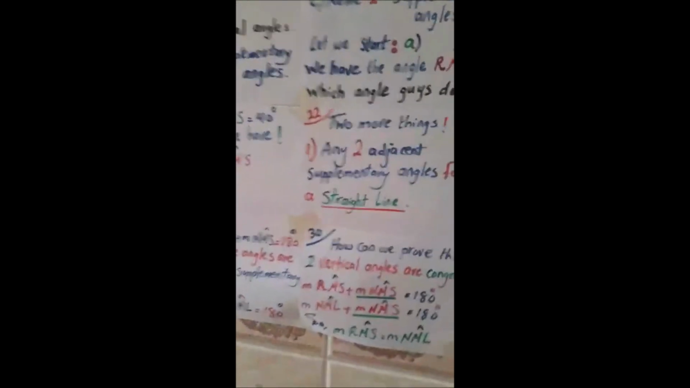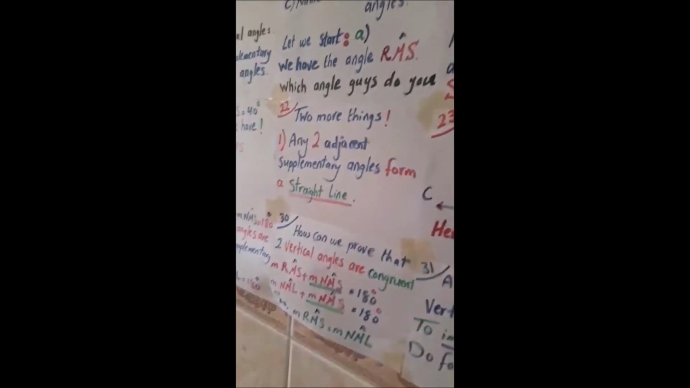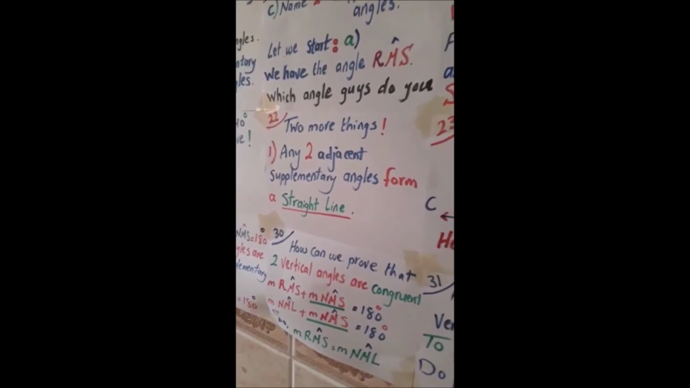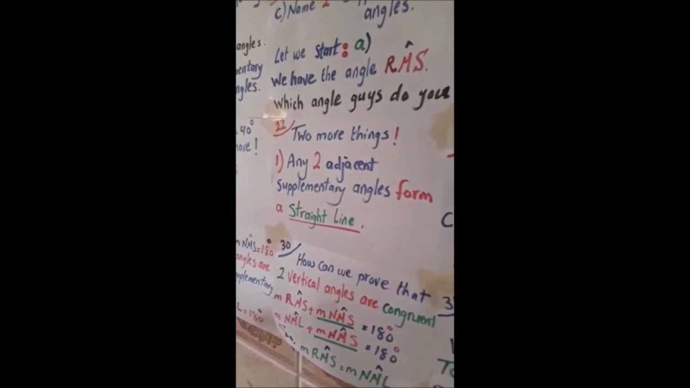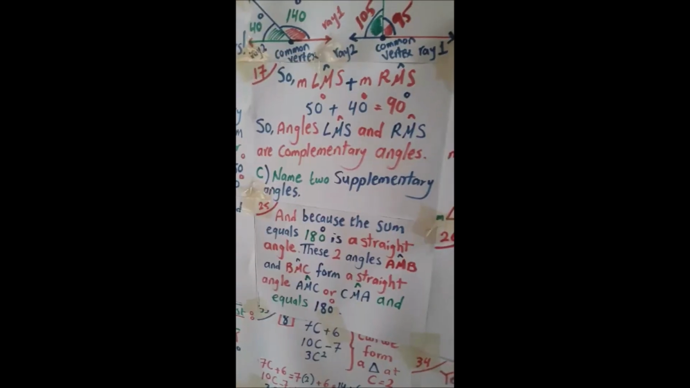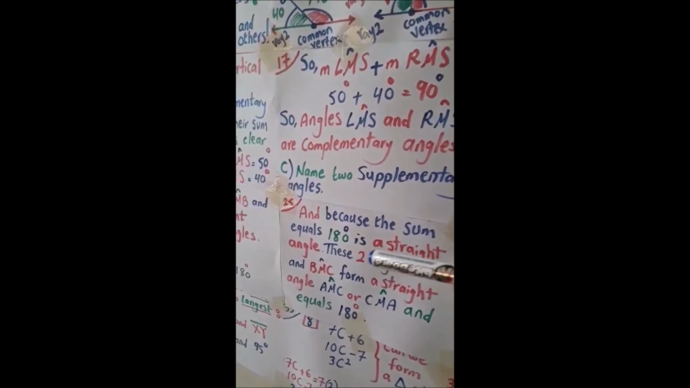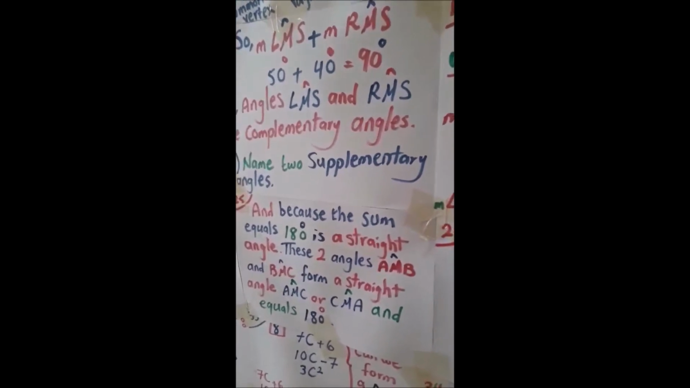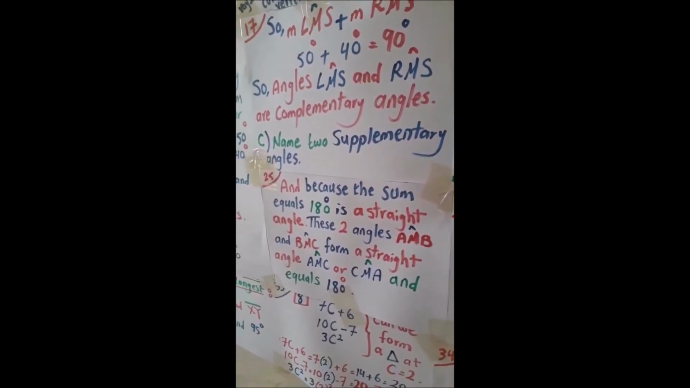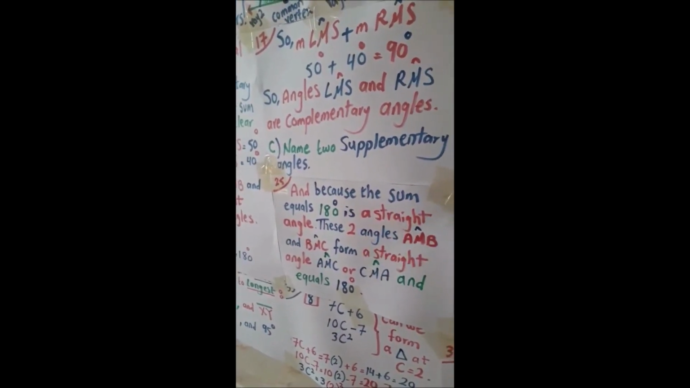So it is right. Number 1 says that any 2 adjacent supplementary angles form a straight line, and a straight angle's measure is equal to 180. Because the sum of these two angles equals 180, angles AMB and BMC form a straight angle. We call it AMC or CMA.